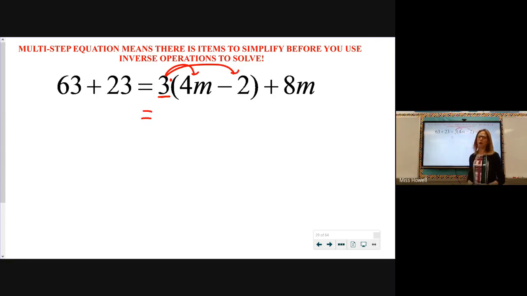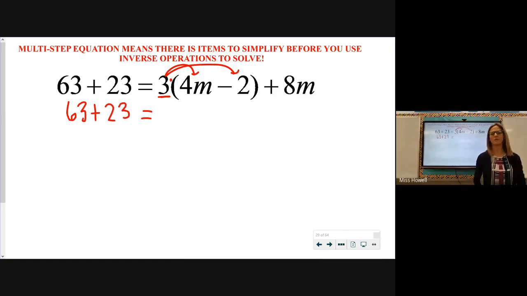Now, over here on the left side, 63 plus 23, there are no parentheses, so there's no place to expand using the distributive property. So since this first step is for distributing, this side will remain as 63 plus 23. We're not doing anything over there yet. All right, let's do our expanding or distributing on our other side. 3 times 4m would just give us a 12m. And 3 times negative 2 would give us a minus 6. And we still have a plus 8m.